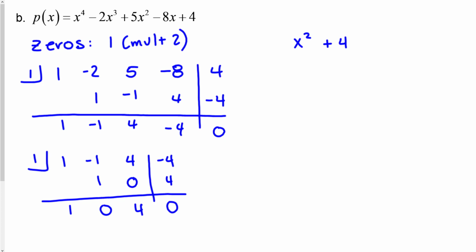And I know that there's not going to be any way of factoring this, so the best I can do is just set this equal to 0 and solve it. So x squared equals negative 4. If I take the square root of both sides, x equals plus or minus 2i. So 4 is a perfect square. The square root of 4 is 2, but because we were using a negative, we use the i. So 1 with multiplicity 2 and plus or minus 2i. Those are my zeros.